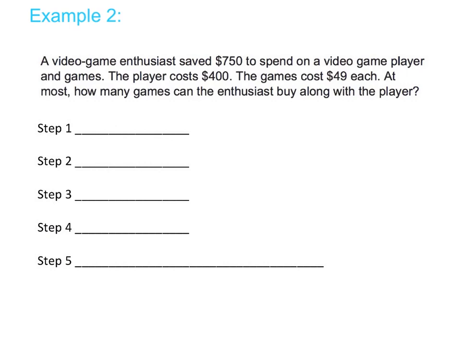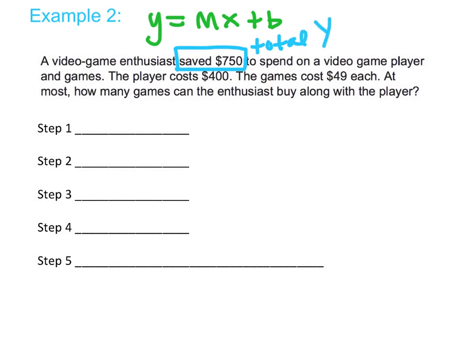I'm going to go back and look at my numbers that were in the problem and try to identify what part of the equation they should fit in. Our equation, if you remember, is supposed to be in this form. Y equals mx plus b. The first number I see is $750. He saved or she saved $750 to spend on a video game player and some games. So to me, that's his total amount of money. The total amount he has, and we said that is supposed to equal Y.